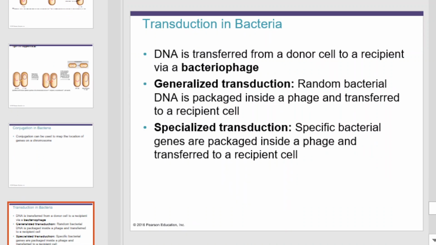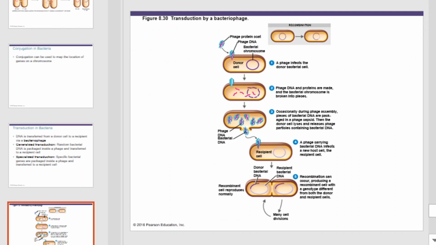Transduction in bacteria. DNA is transferred from a donor cell to a recipient via bacteriophage. Transduction can occur in either generalized or specialized forms. Generalized transduction occurs when random bacterial DNA is packaged inside a phage and transferred to a recipient cell. Specialized transduction occurs when specific bacterial genes are packaged inside a phage and transferred to a recipient cell. This is an illustration of transduction by bacteriophage.